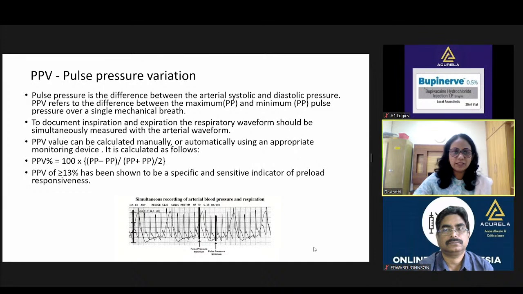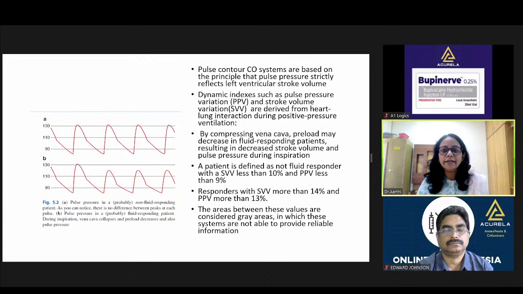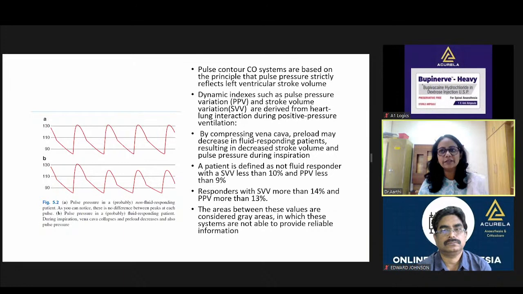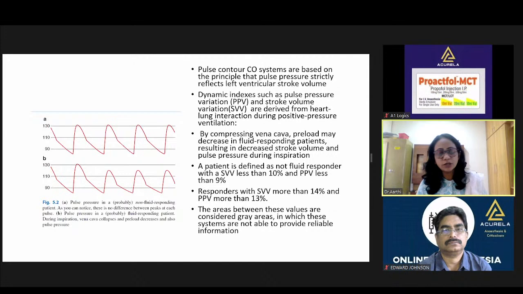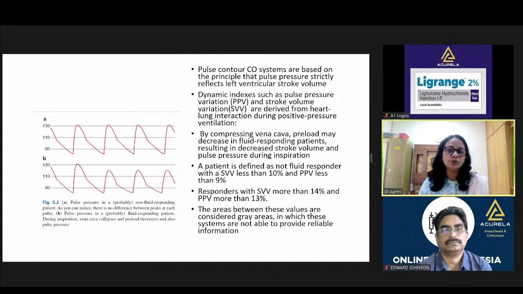The principle behind it is that the pulse pressure reflects the left ventricular stroke volume, which indirectly reflects the cardiac output, which indirectly reflects the hemodynamic status of the patient. So this is one of the dynamic indices which we monitor, the pulse pressure variation and also the stroke volume variation. It is derived from what is called heart-lung interaction during positive pressure ventilation.